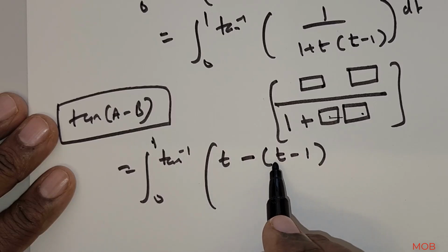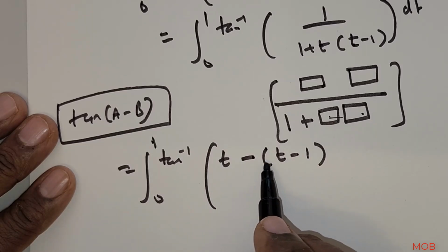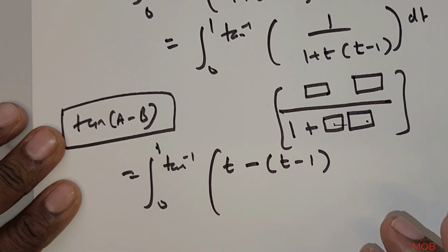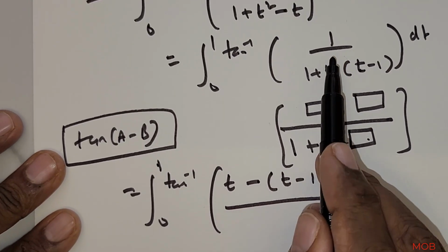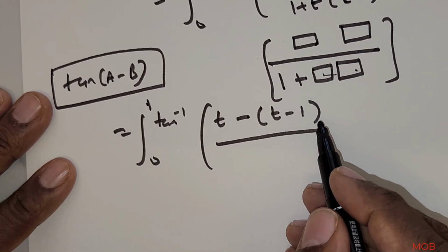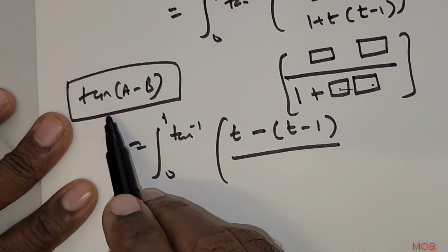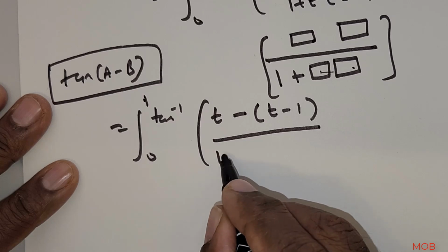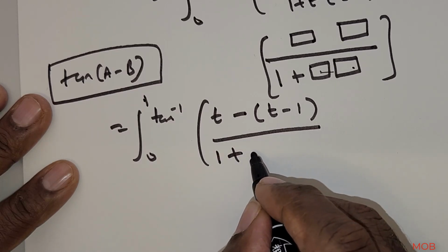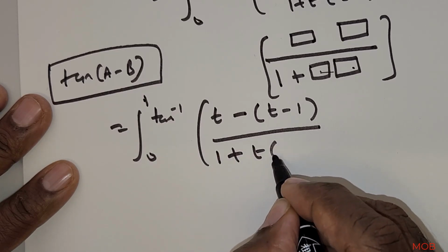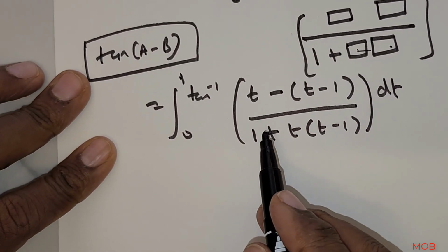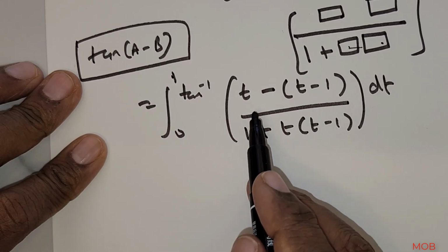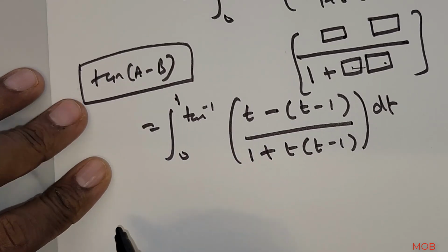So positive t and negative t will be cancelled. That is followed by a positive 1. So we are not doing anything, but we are actually retaining the original system, but manipulating it so that we can apply this formula. Okay, so in the denominator I've got 1 positive t times t negative 1, times the dt. Okay, so the objective is to bring this tan of a negative b.